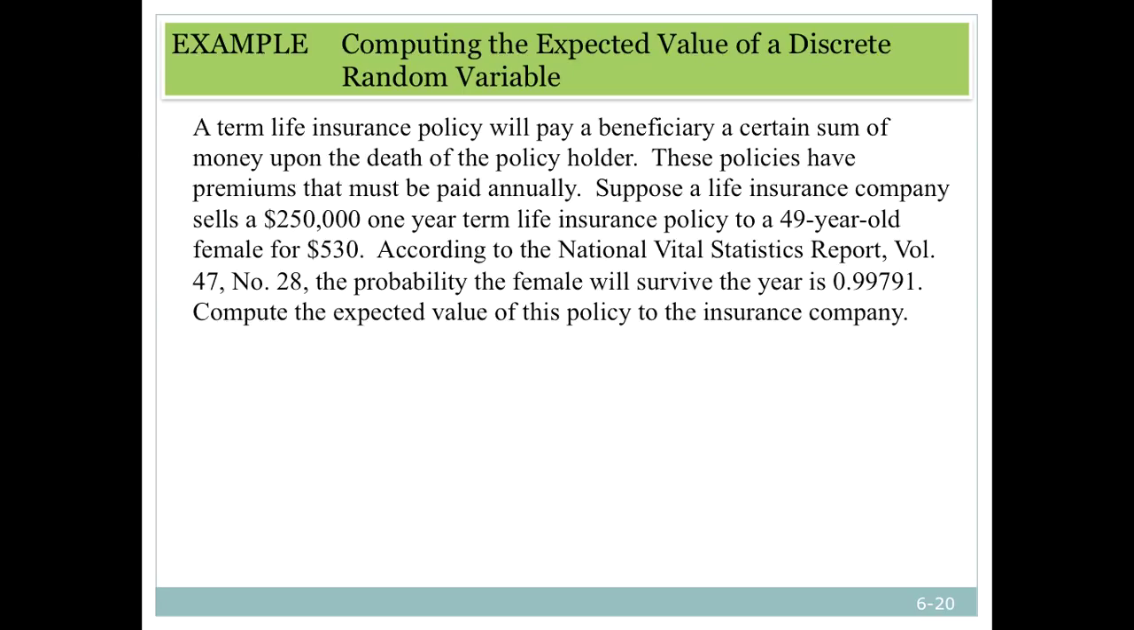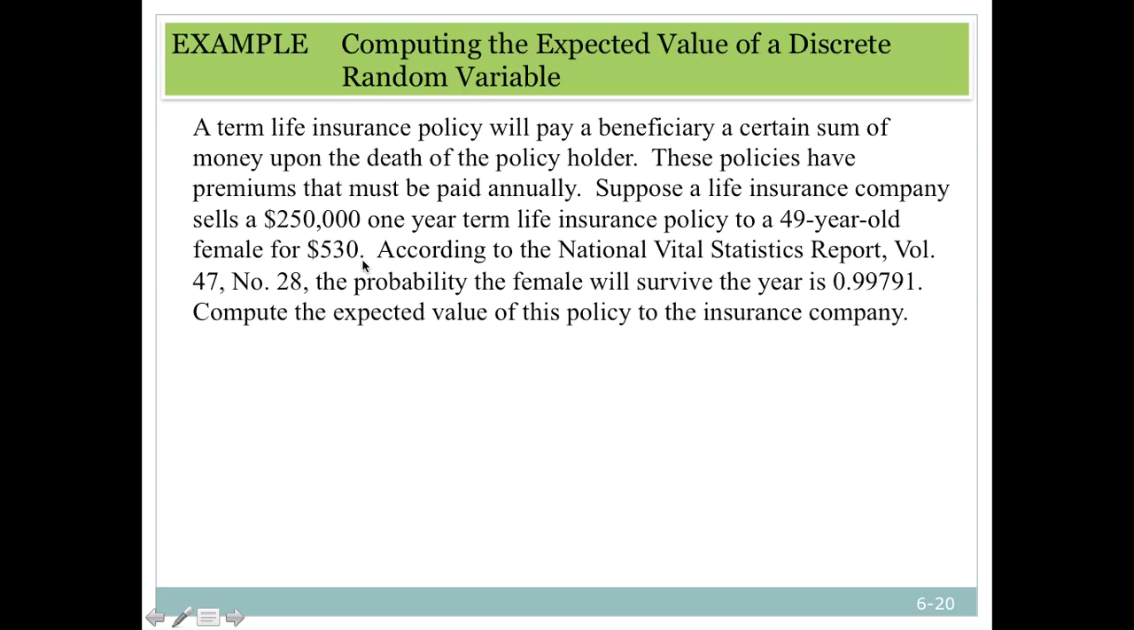This is a pretty typical example where we have an insurance policy, a term life insurance policy. It's going to pay a beneficiary a certain sum of money upon the death of the policyholder. They have premiums that you have to pay annually. So let's suppose that a life insurance company sells a $250,000 one-year term life insurance policy. One-year term means that if the person dies within that one year, they pay out $250,000 to the beneficiary. If that person does not die within a year, then that person is just out whatever the premium is. So it's issued to a 49-year-old female.